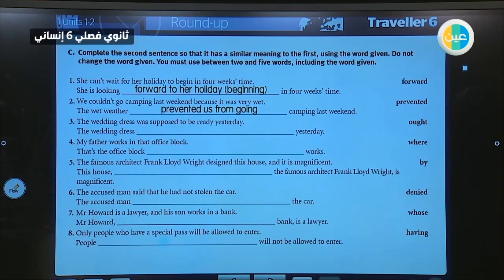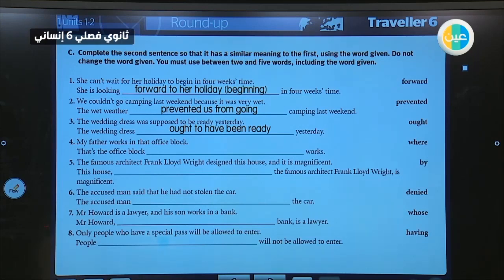Number 3, the wedding dress was supposed to be ready yesterday. Ought to be. Ought means something that must have been. يعني يتوجب على انه يحصل الشيء هذا. The wedding dress ought to have been ready. Number 4, my father works in that office block.